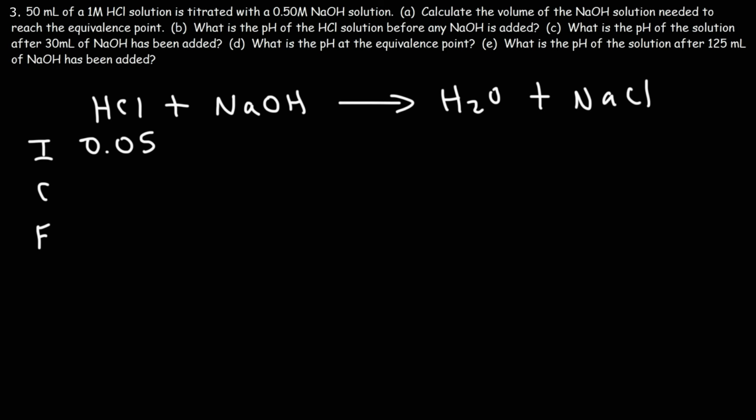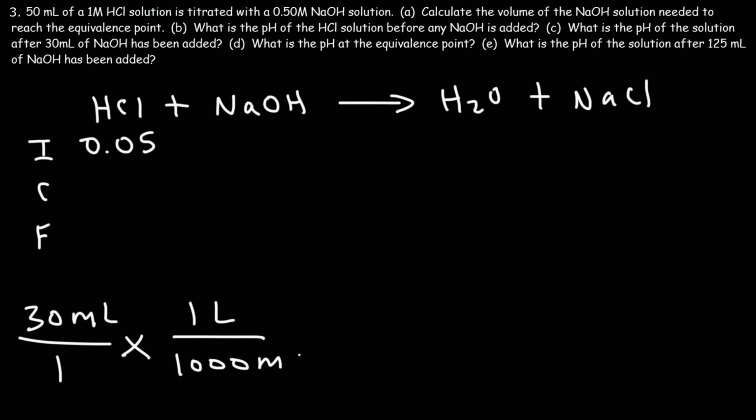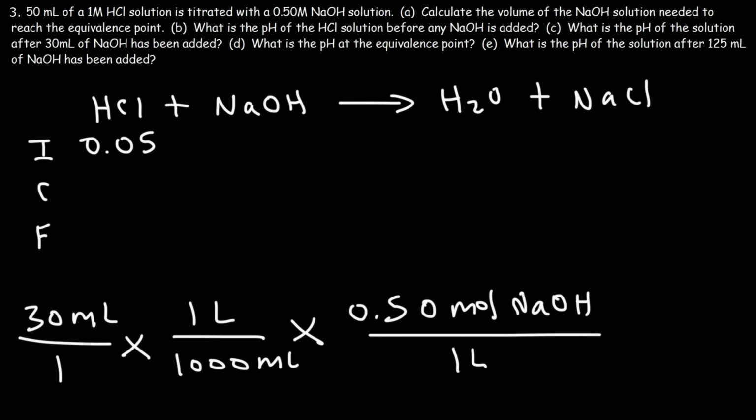Let's do the same thing with sodium hydroxide. So the volume is 30 milliliters. Let's convert that to liters. And then we're going to multiply that by the concentration of sodium hydroxide. So we got 0.50 moles of NaOH per 1 liter of solution. So 30 divided by 1,000 is 0.03 times 0.5. So that's going to give us 0.015 moles.